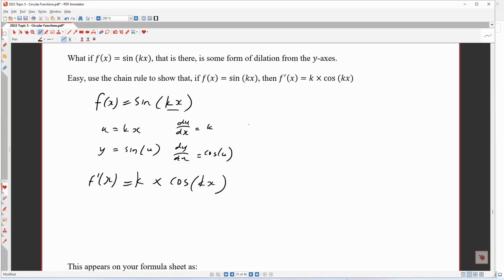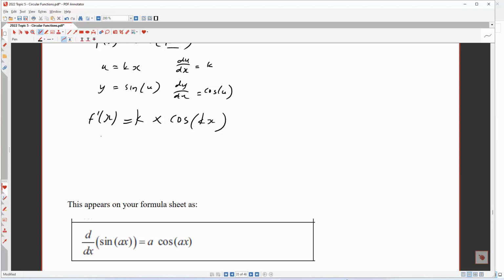It's on your formula sheet as well, so you don't need to memorize this process, you just look it up. So if you're differentiating sine of ax, then the derivative will be a cosine ax.